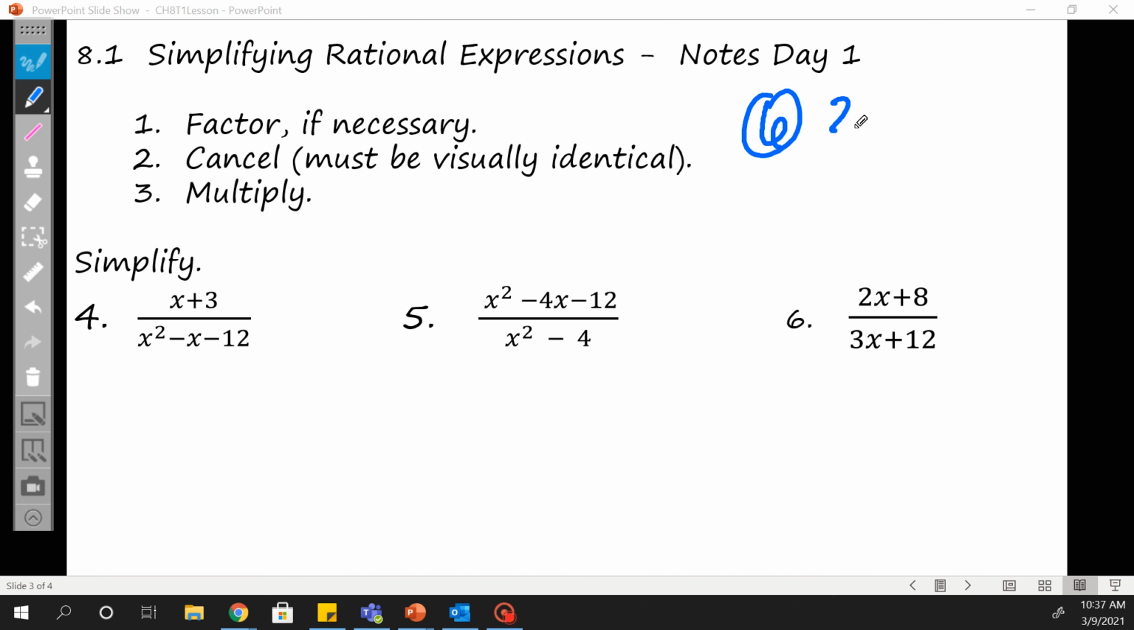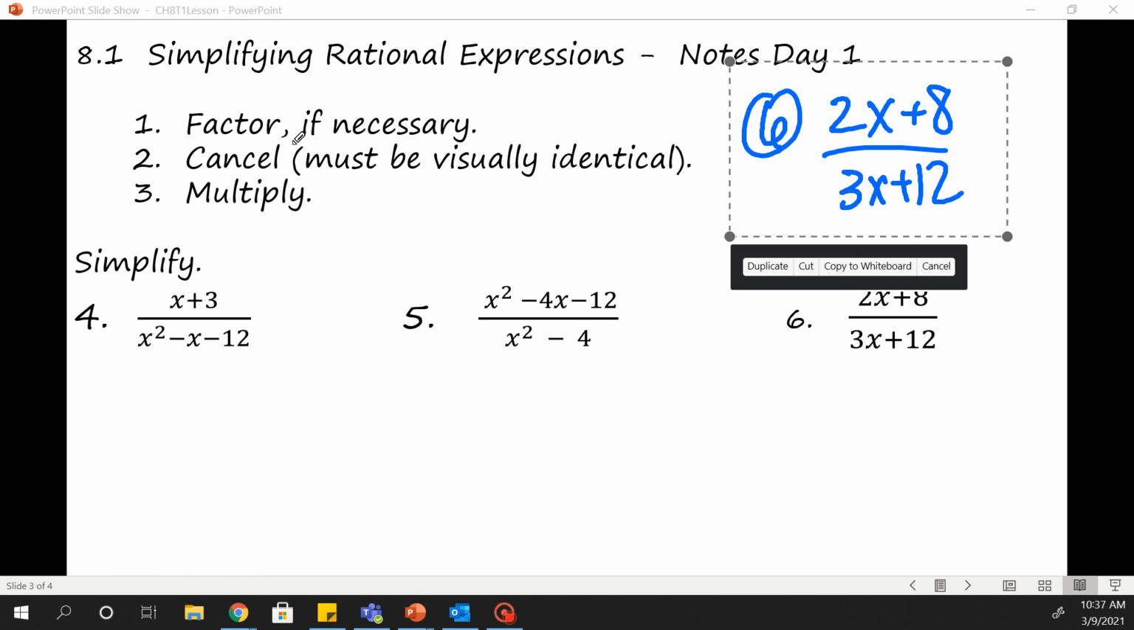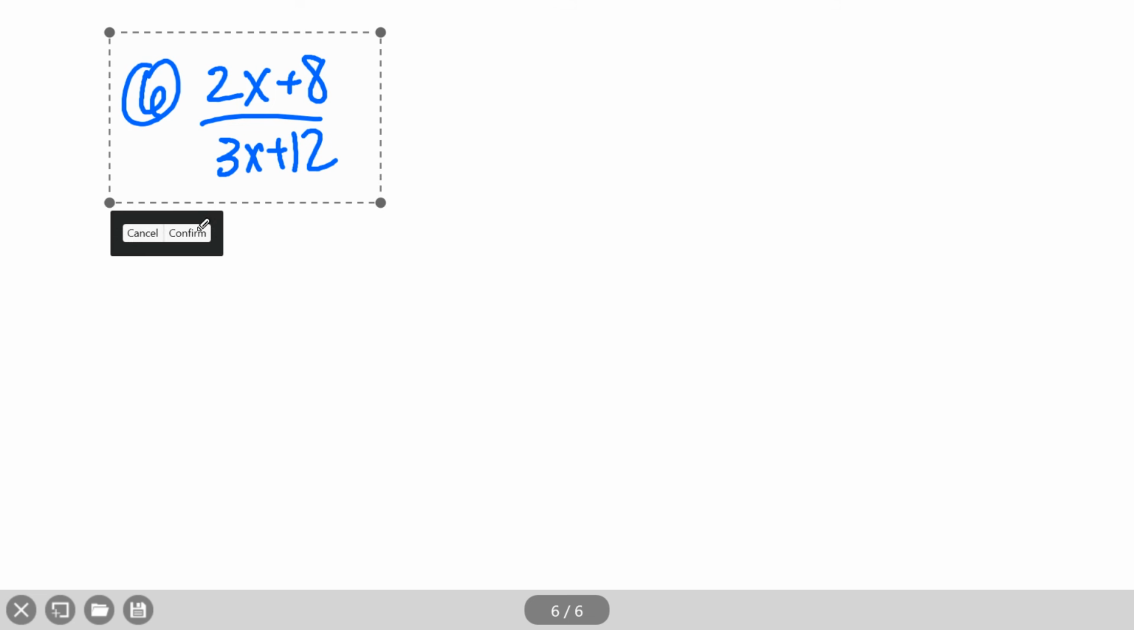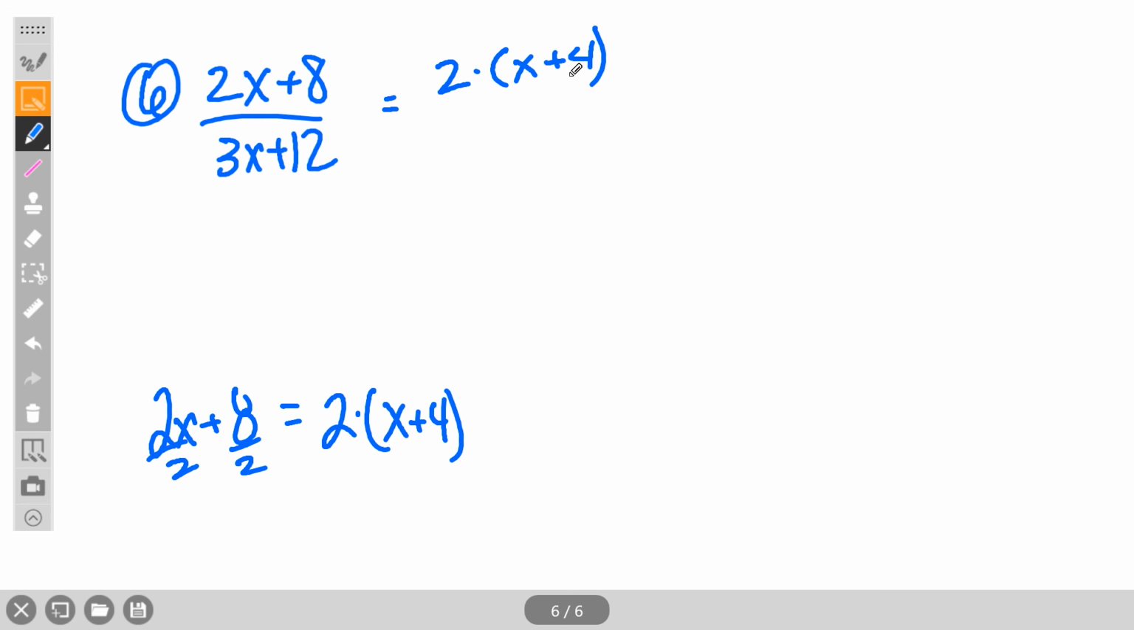And then lastly, 2x plus 8 over 3x plus 12. Now, neither of these factor in the normal way, but as you can see, in 2x plus 8, they both have a factor of 2. So you can factor out a 2 and you'd be left with x plus 4. So that is how our numerator factors here. It factors into 2 and x plus 4. And same thing with the denominator, 3x plus 12. 3 and 12 both have a factor of 3, so you can factor that out. You're left with x plus 4.